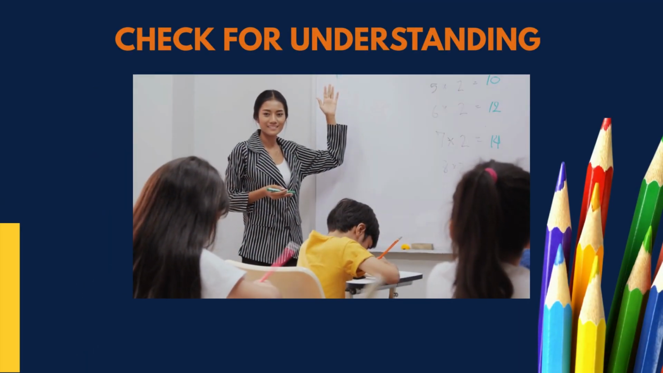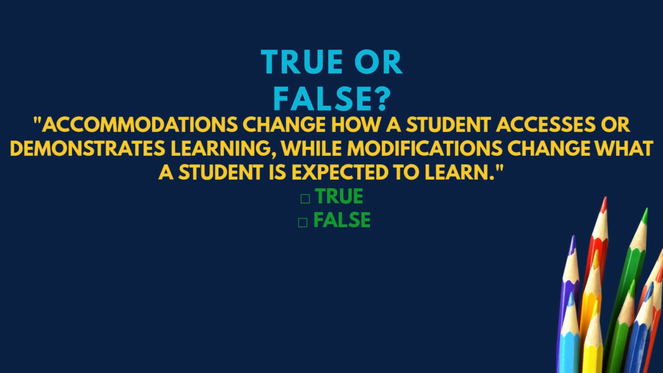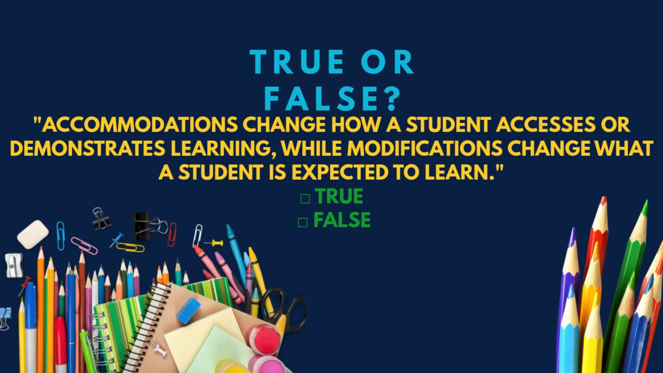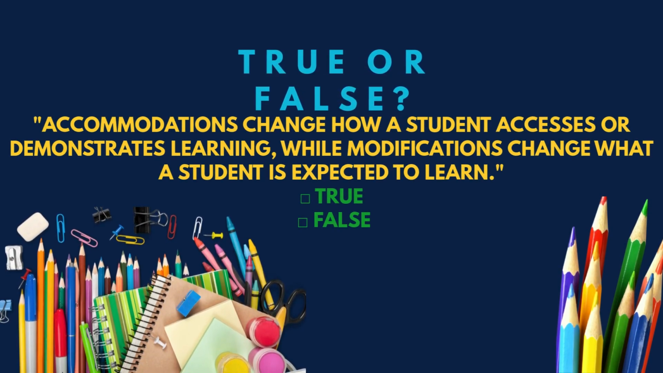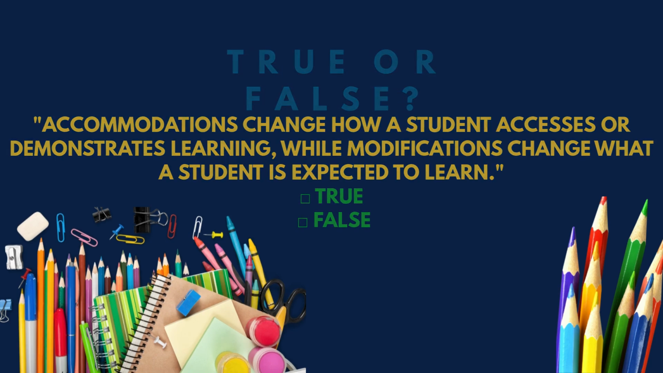Now it's time for a check for understanding. True or false? Accommodations change how a student accesses or demonstrates learning, while modifications change what a student is expected to learn. If your answer is true, then you are correct.